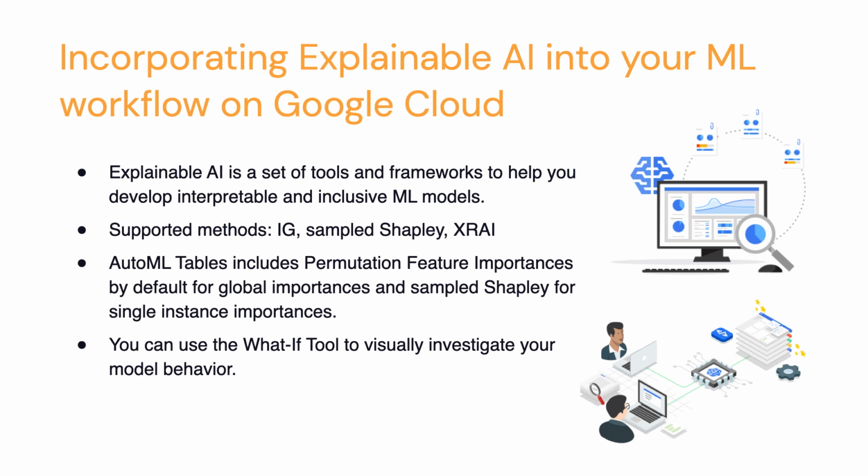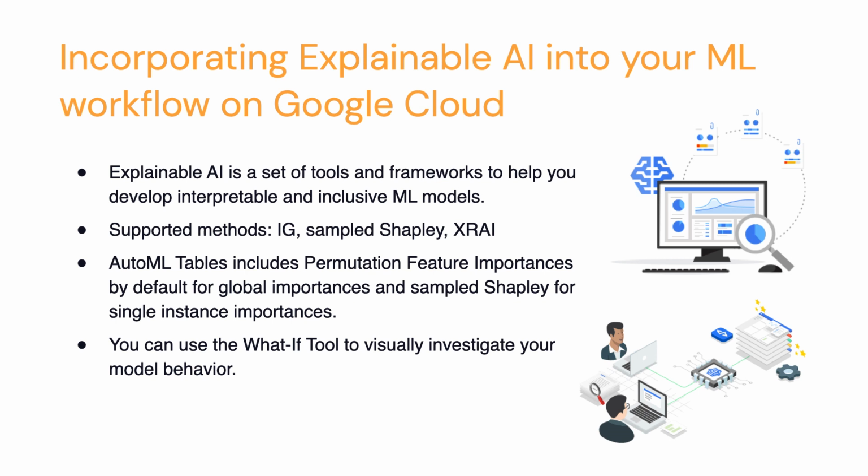Everything that we have talked about so far in this talk is open source. By the way, in case you are interested, Google Cloud does have a managed service called Explainable AI for incorporating into your production machine learning workflows. It supports interpretability methods, including integrated gradients, sampled Shapley, and XRAI. It also includes useful utilities and plotting methods for visualizing these feature importances and attribution masks.